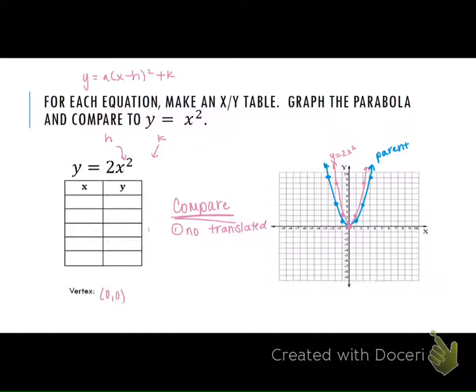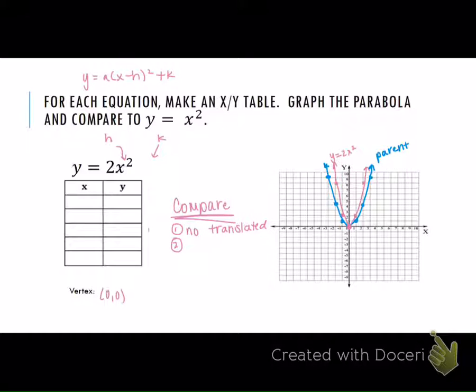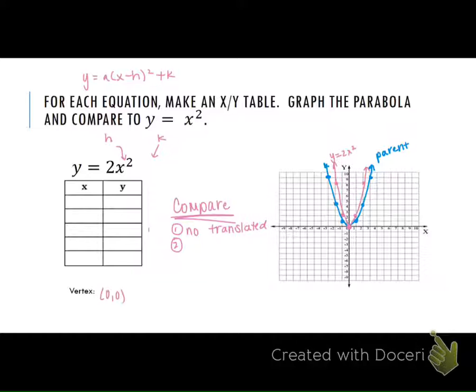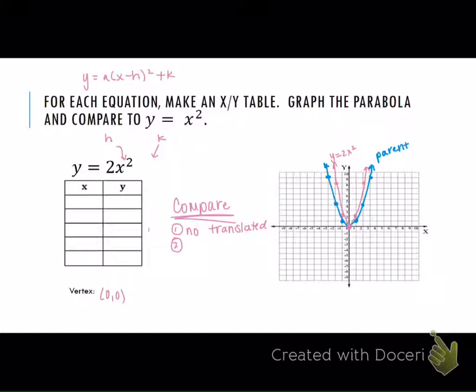The next thing you have to look for is a reflection. Tommy, does this one reflect? Does this one reflect at all? Flipped. Does it flip at all? No, because the parent is opening up and so is this one, so there is no reflection.